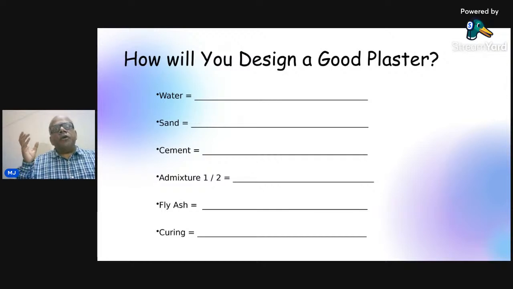Cracking in plaster. Otherwise, my god, cracking in plaster, particularly for cities which have very dry weather, like Nagpur, like Indore, like Ahmedabad, like Delhi. So these hot cities where the humidity sometimes goes below 15% and all the water is sucked from the plaster.